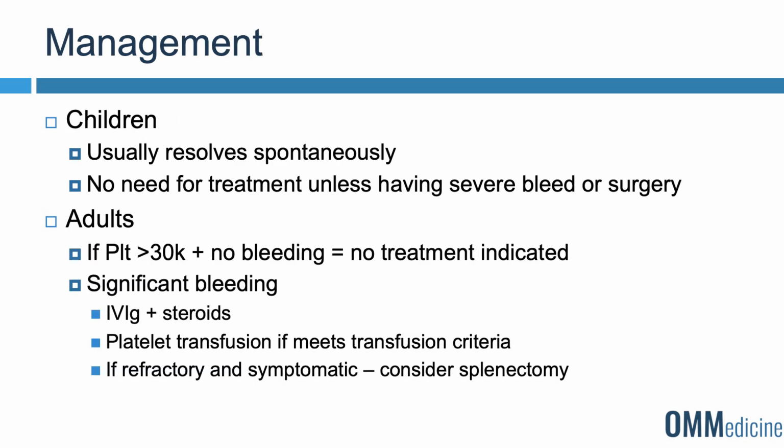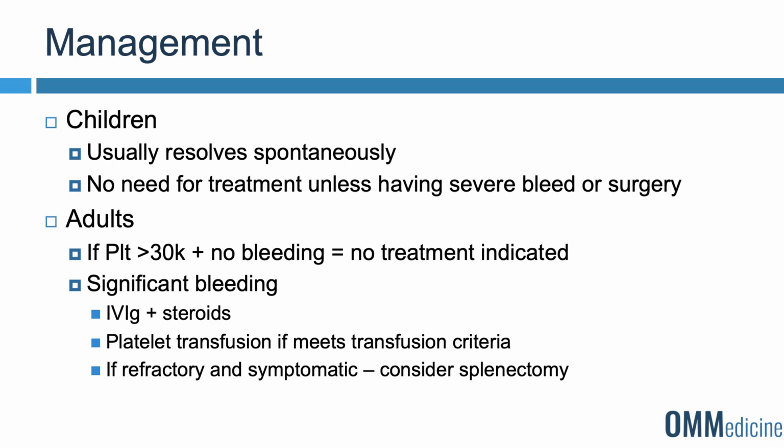Now let's talk about the management of patients with ITP. For children who have this diagnosis, there's no real treatment because most of the time it's going to resolve on its own. The only time we will treat children with ITP is if there is a planned surgery in the future or if they have a severe bleed. For adults, if they have a platelet count greater than 30,000 and there's no current signs of a bleed, then there would be no indication for treatment and we can just watch these patients.